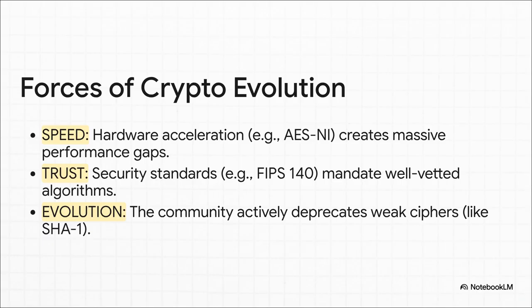There's just no contest. Second, trust. You've got industry standards like FIPS 140 that basically create a short, pre-approved list of algorithms that everyone knows have been tested and vetted, so they can be trusted. And finally, evolution. The community itself acts like this vigilant immune system, right? It's always on the lookout, actively finding and phasing out weak algorithms like SHA-1, the moment new research shows they're vulnerable. So these three forces, speed, trust, and evolution, that's it. That's why we have these few champions dominating the field.